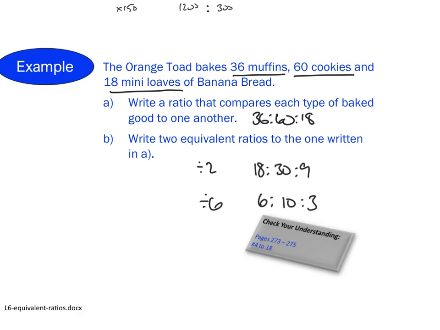So you can multiply or divide. Not all ratios can be divided. And no ratio can be divided by all numbers. Like I heard 4. Well, you can divide 36 and 60 by 4, but you can't divide 18 by 4. So you have to pick a number that divides into each of the numbers evenly. So that is going to be the challenge. You do 18.